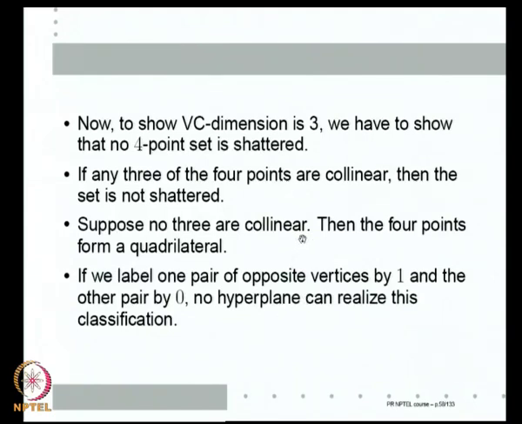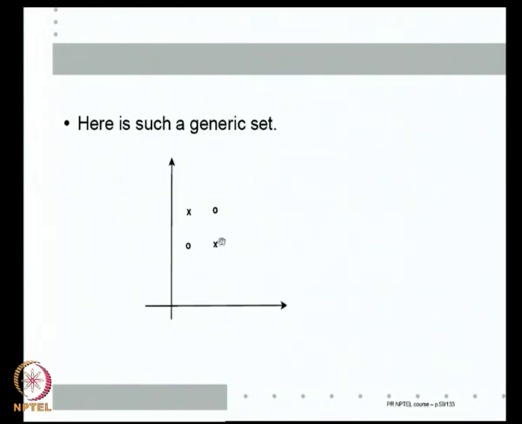Let me show this. So, here is such a generic set. Give me 4 points such that no 3 are collinear, then the 4 points form a quadrilateral. For a quadrilateral, there are always opposite pairs of vertices, right. So, this is one opposite pair of vertices through which one diagonal will pass, and this is the other pair of opposite vertices. So, if I label these two by one class A1 and these two by the other class A0, there does not exist a linear classifier.